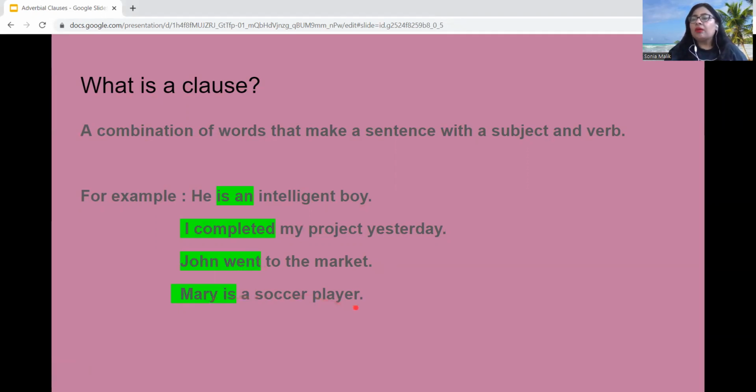Mary is a soccer player. So what is the subject? Mary. And what is the verb? Is. So you see this combination of words, it has a subject and the verb.